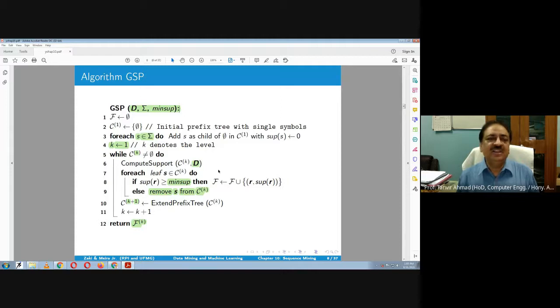But all these sequence patterns are basically frequent patterns. Therefore, sequence patterns are a subset of frequent patterns. Sequence mining is a subset of frequent pattern mining because we are trying to find a frequent pattern.